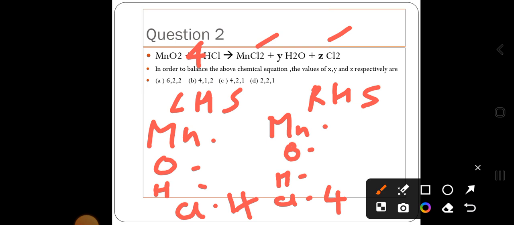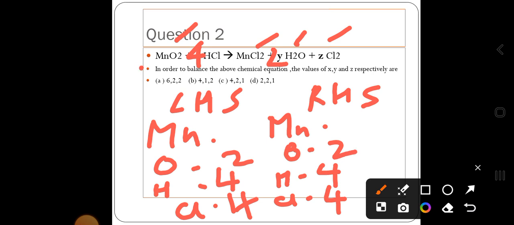Now let's keep that as it is. Now let's go with hydrogen. Since we have HCl here, there are 4 atoms of hydrogen, and on the right side if you see there is 2. So 2 twos are 4, right? So if I write 2 here, it's going to become 4 hydrogen. 2 twos are 4 and here it's 4. So hydrogen and chlorine are so far balanced. Now let's go with oxygen. On the left side MnO2, it's 2 oxygen, and on the right side it's 2 H2O, so obviously it's going to be 2 oxygen. So oxygen is also balanced.